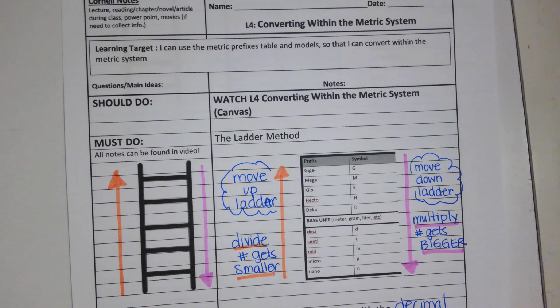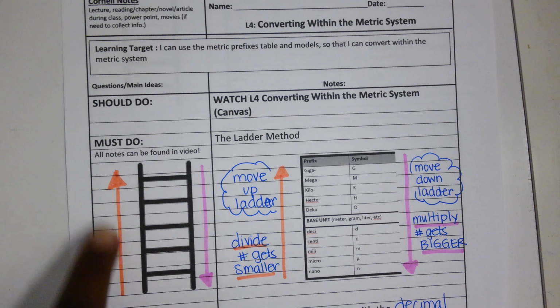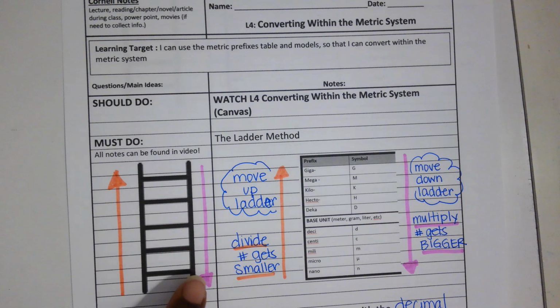Today, we're focusing on lesson 4, which is converting within the metric system. To do this easily, what we're going to envision is a ladder. It's called the ladder method that we're going to be using today. You can move up a ladder or you can move down a ladder.